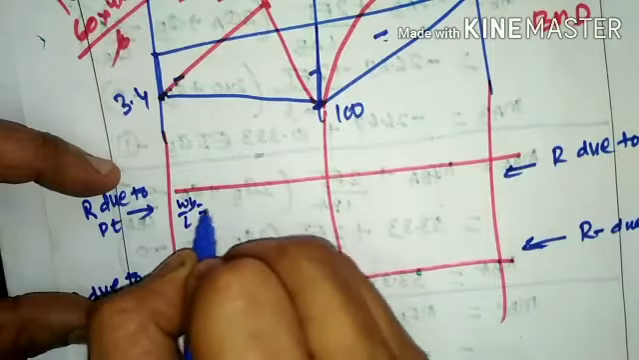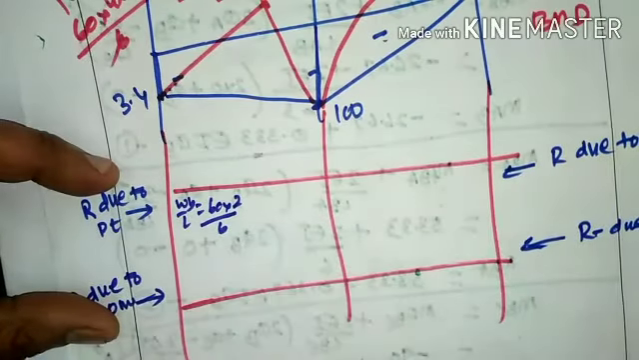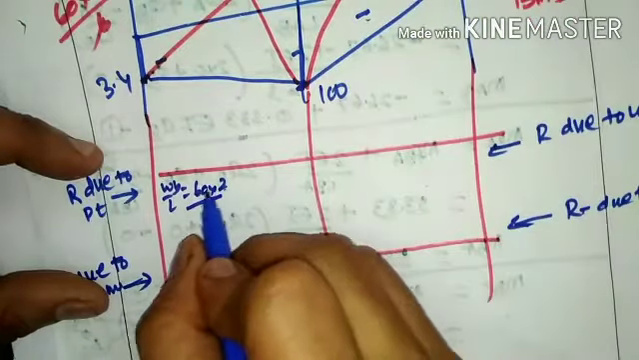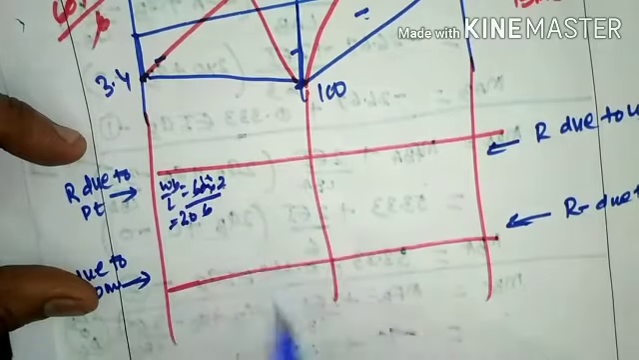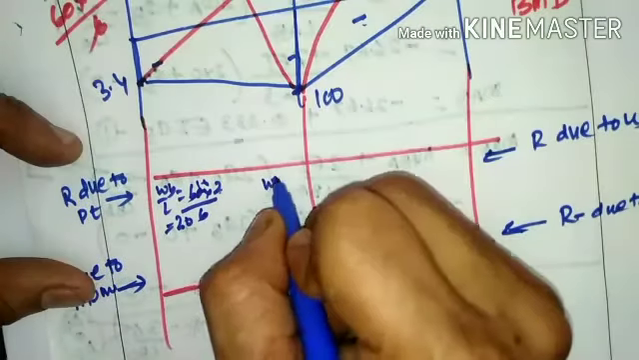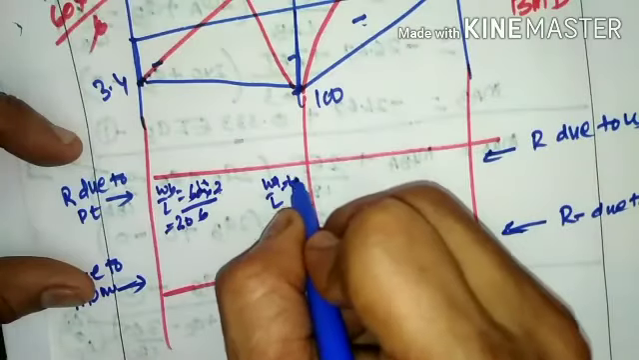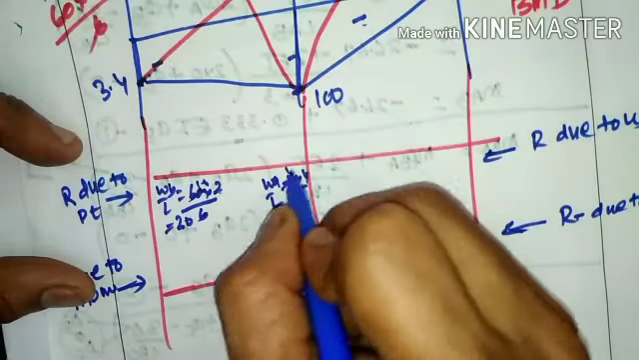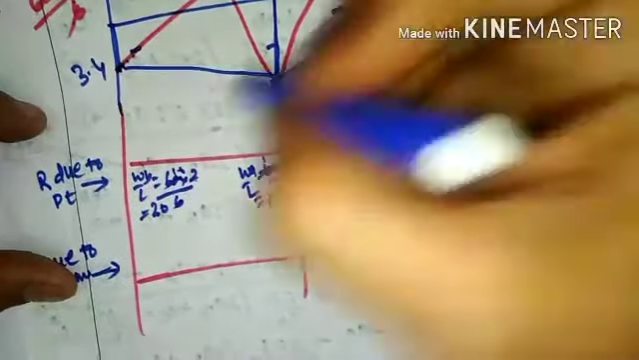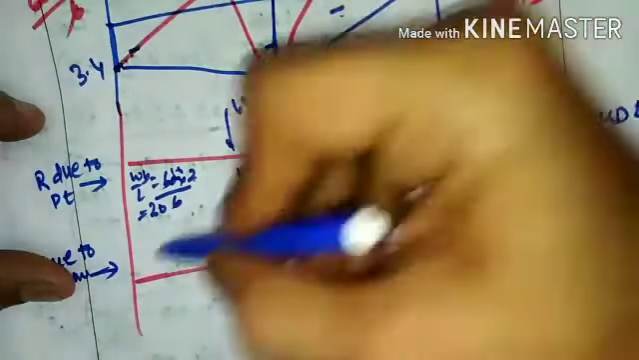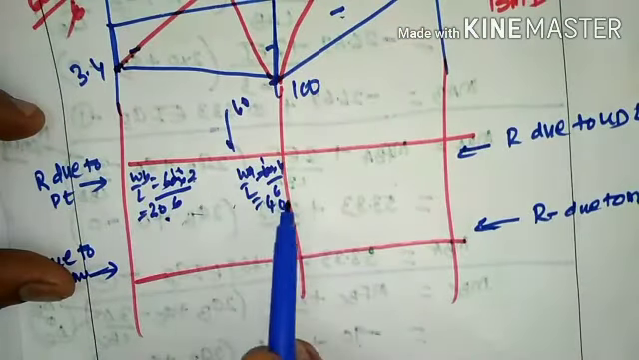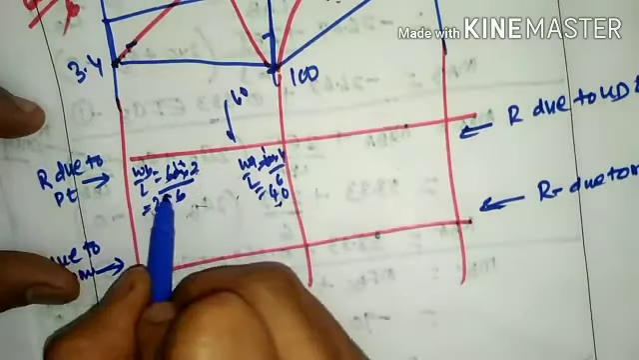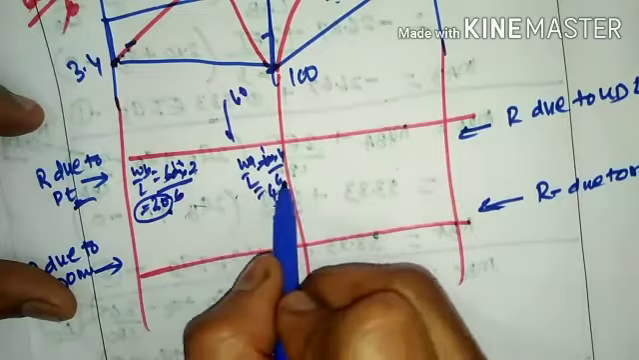So reaction here will be WB by L, which means 60 into 2 divided by 6. B is 2 meters, load W is 60, so 60 into 2 divided by 6 comes out as 20. Here, WA by L is 60 into 4 divided by 6, which will be 40. This is one way. Already if it is 60 here, 20 has been calculated at one end and total load is 60, so 60 minus 20 again comes to 40. So these are the reaction components due to point load, that is 20 and 40.